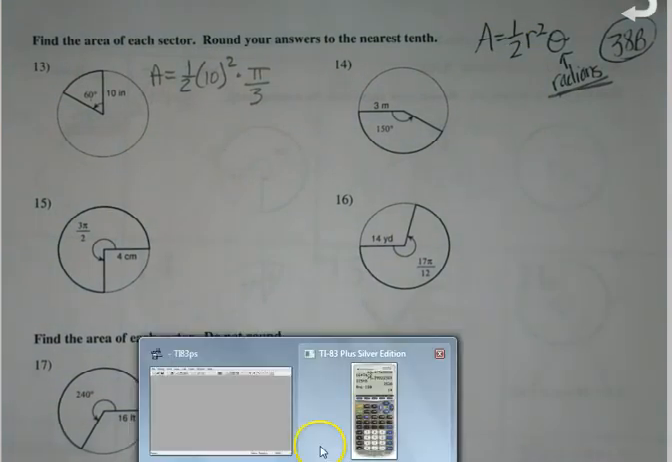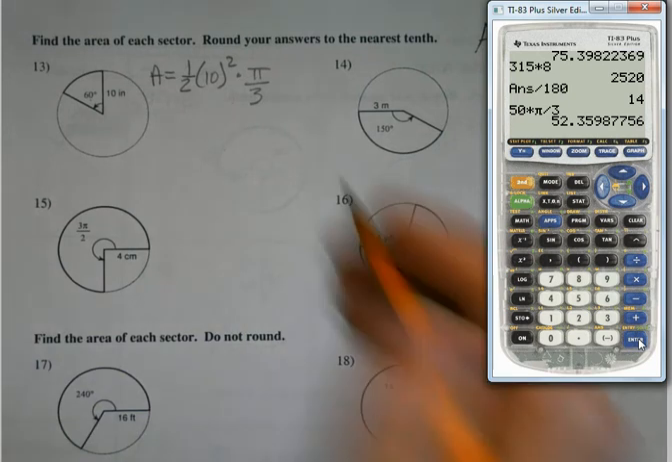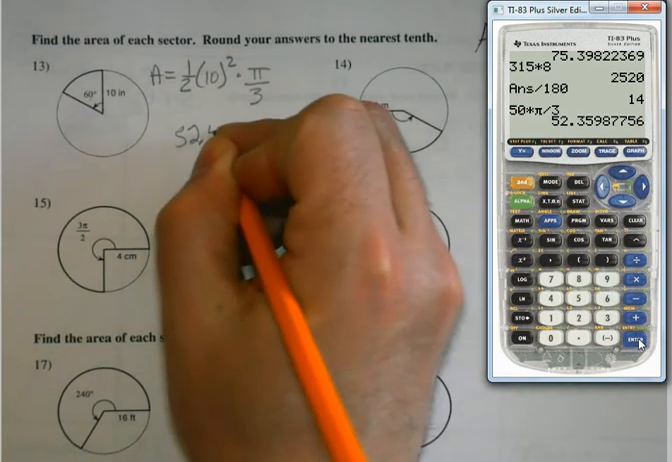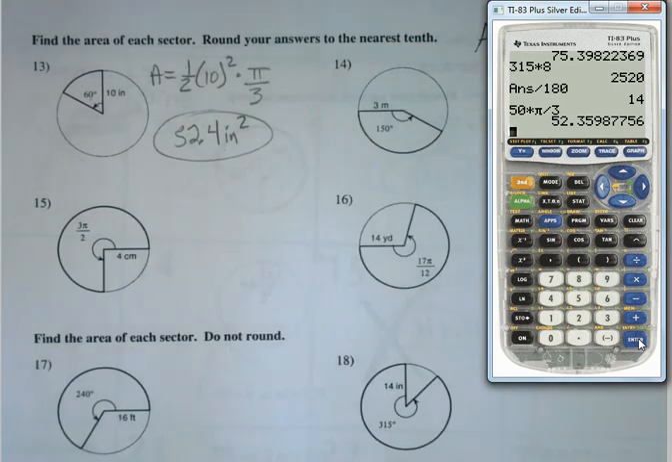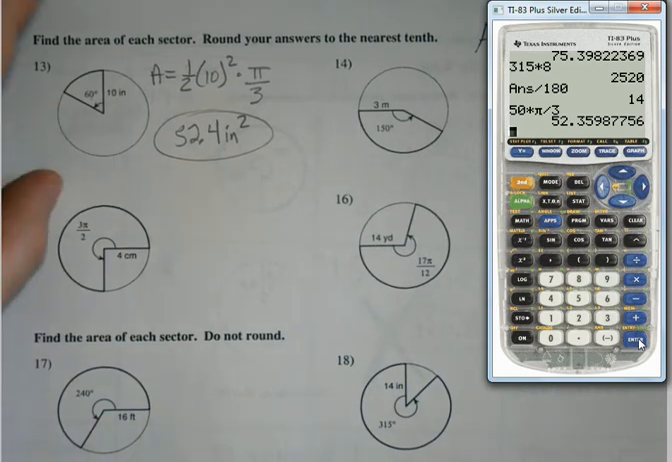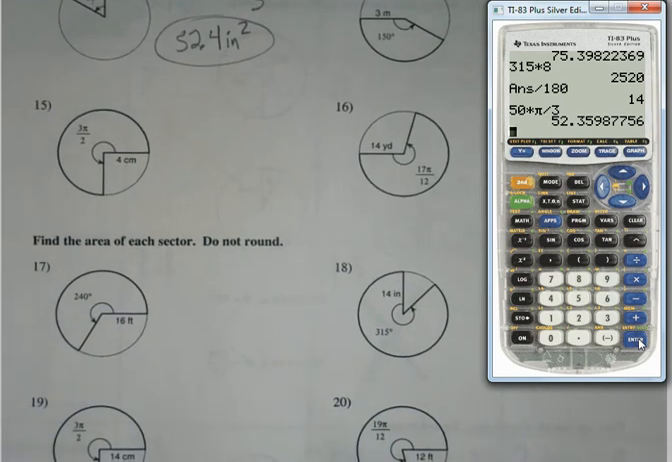Now again, since we're rounding this time, I look and go, okay, 10 squared is 100, half of that's 50. Less typing I have to do, the better. Times pi divided by 3. And again, now I'm looking for area, so my measurements are in squared units, and I have to be sure that I do that. And then when I get to the not rounding, it's the same thing working for me again.